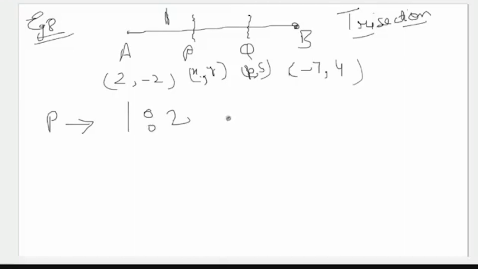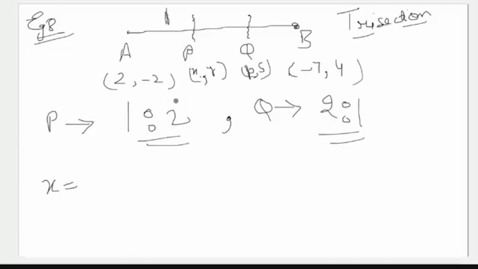And if we are talking about Q, then what ratio do we have to consider? 2 and 1. 2 is to 1. So you have to consider these. I hope you can find it. Yes, ma'am. I'm also finding, you also try. Ma'am, 1 is to 2, x is equal to. Excuse me, ma'am. Yes, my child.